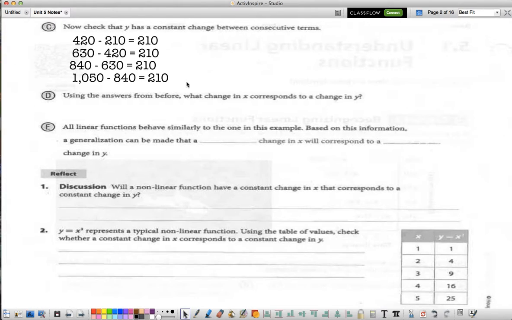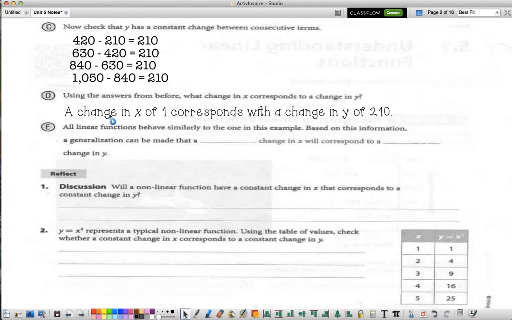So I know that there is a constant change in x and a constant change in y. And the constant change in x that goes with the change in y is that every change in x of 1 corresponds with a change in y of 210. So anytime my x changes by 1, my y changes by 210.